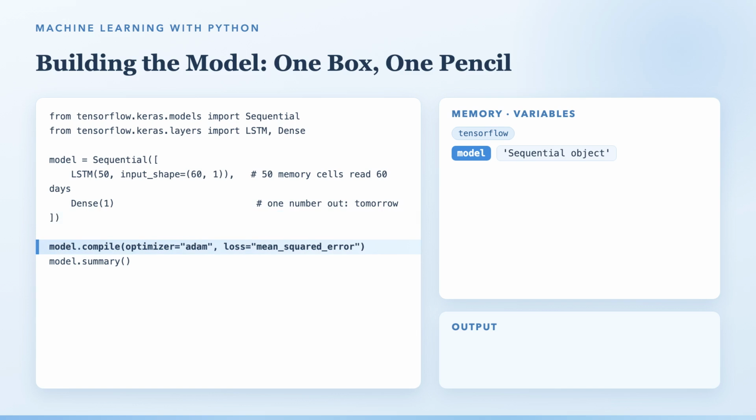Next, model.compile. The optimizer is Adam, our patient adjuster, and the loss is mean squared error, which measures each miss and cares most about the big ones. Finally, model.summary prints the receipt, every layer listed, with about 10,000 parameters ready to learn.